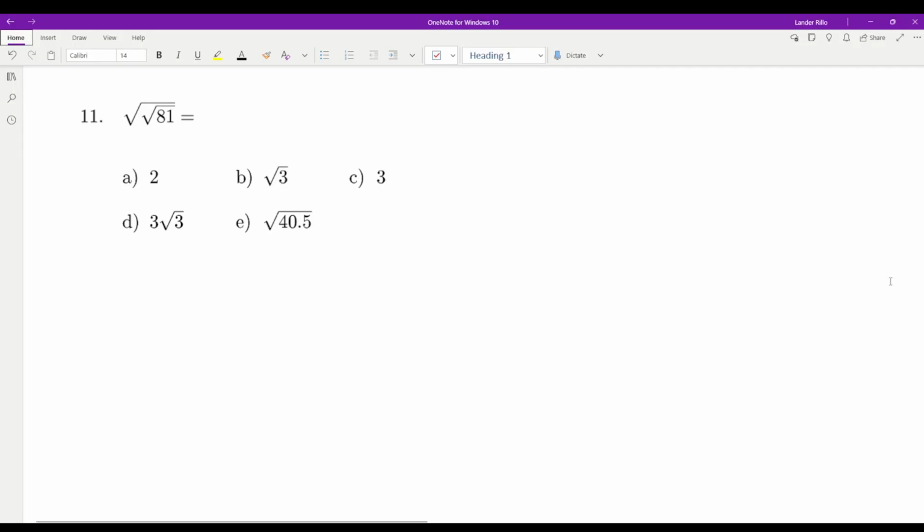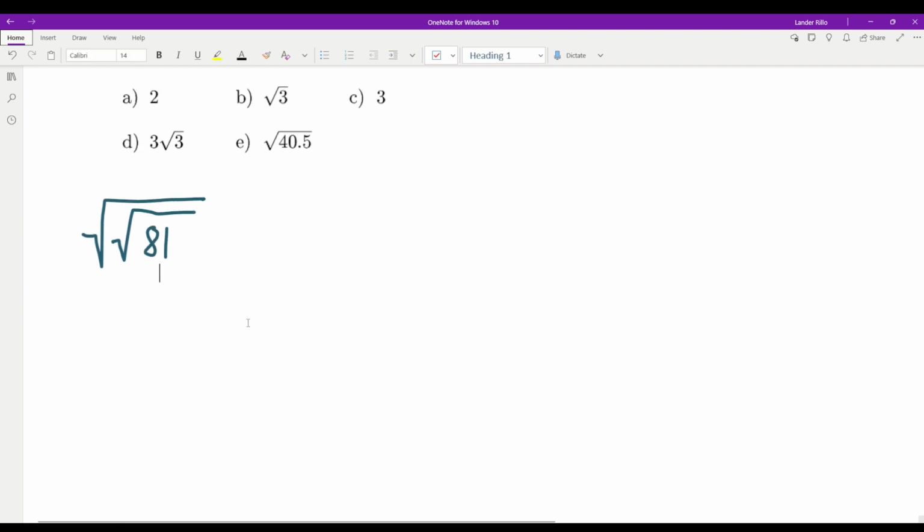Hello, we're going to do a lot of exponent and radical questions. So let's start off with this one. We have a double square root, the square root of the square root of 81. There are many ways to solve this question.